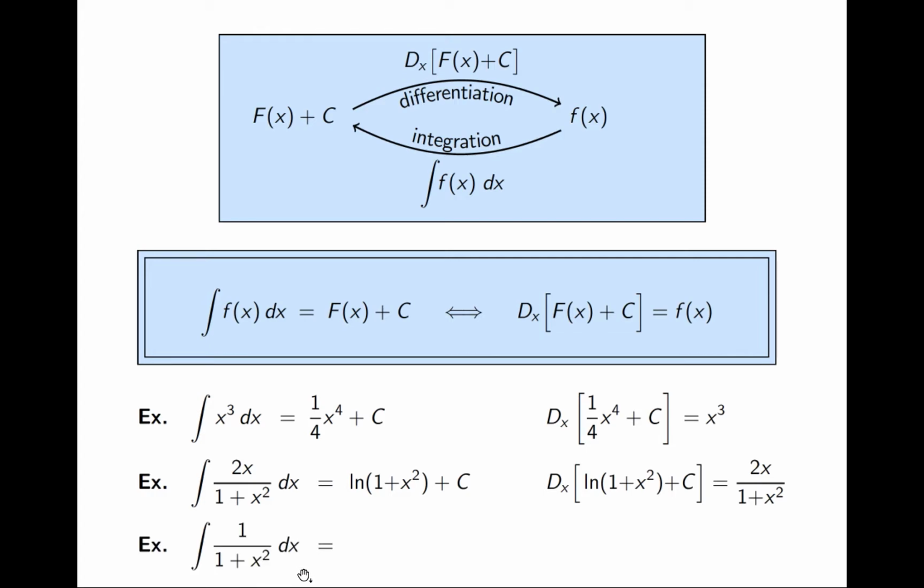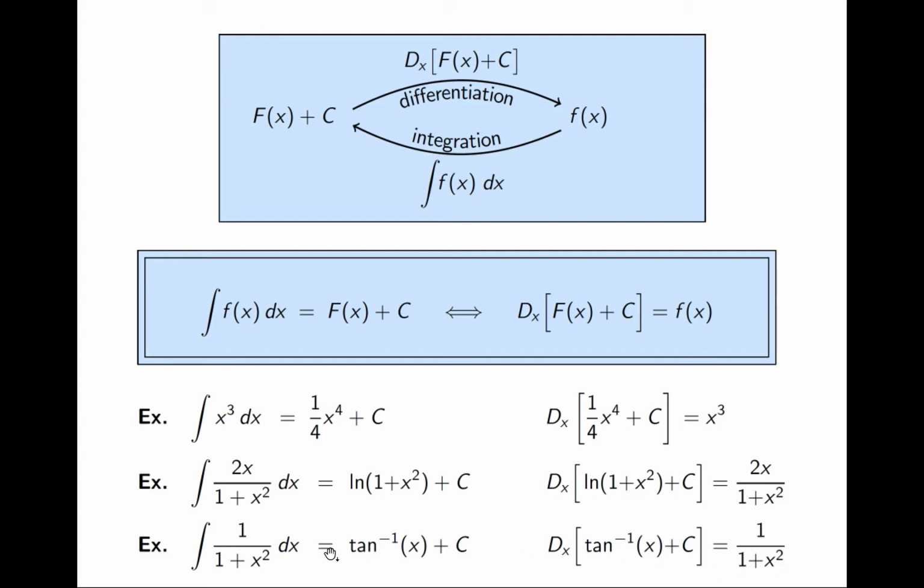Another example, the integral of 1 over 1 plus x squared dx. Looks almost like what we did before, except there is a 1 here where previously there was a 2x. This answer is going to be a function plus c whose derivative is 1 over 1 plus x squared. And if you think over your derivative rules, you'll see such a function. It's tangent inverse of x plus c. Because remember, the derivative of tangent inverse of x is 1 over 1 plus x squared.